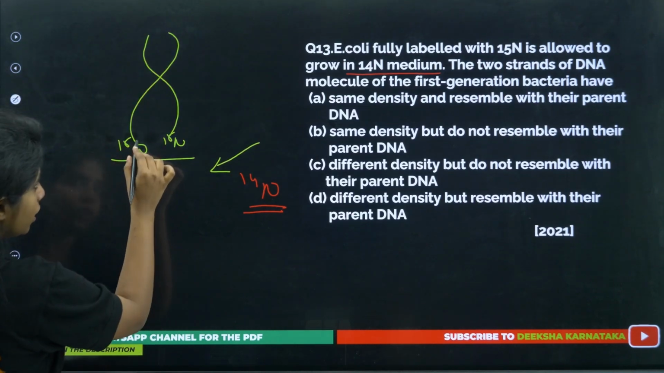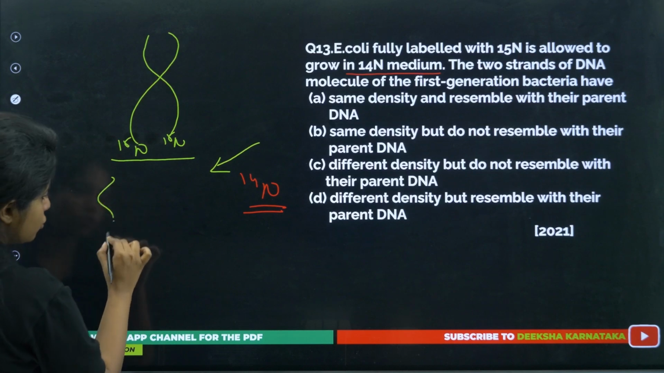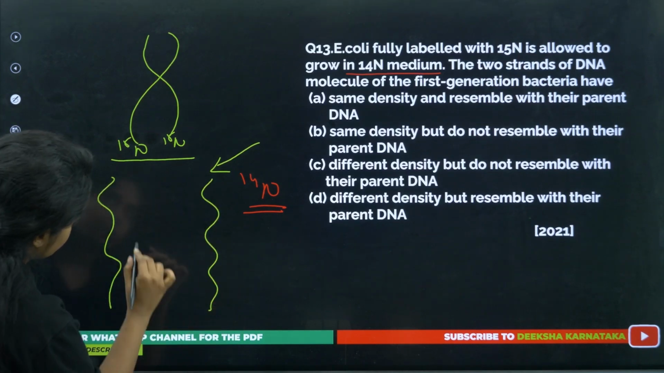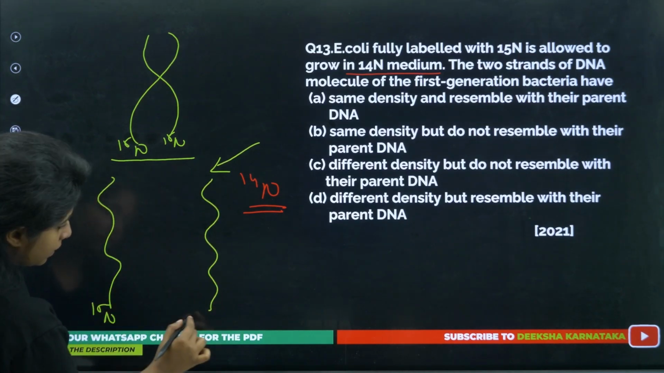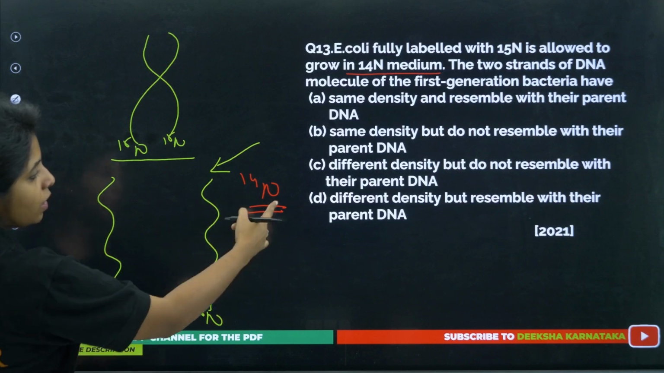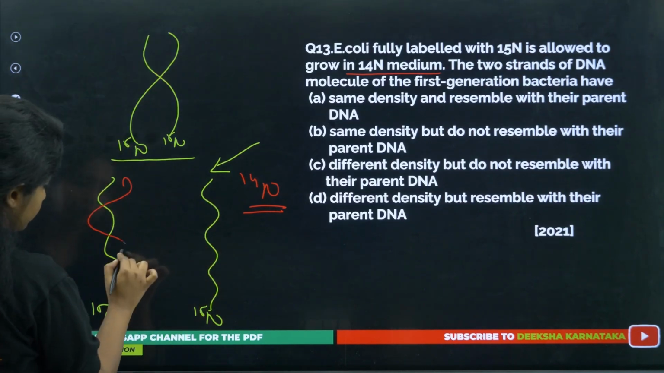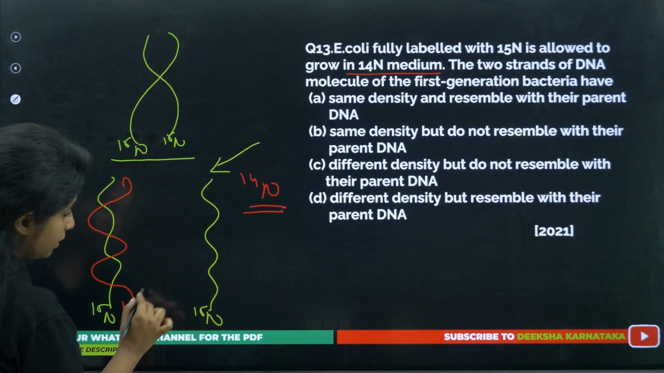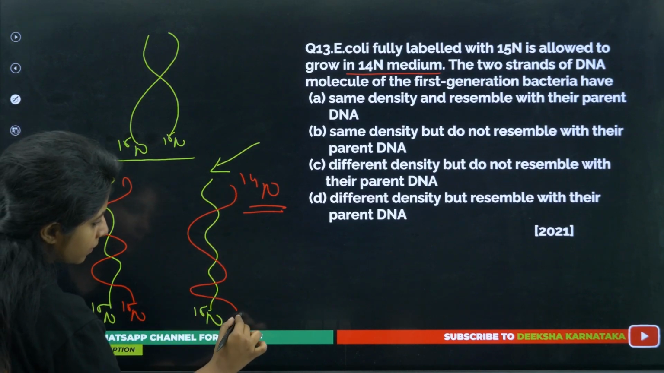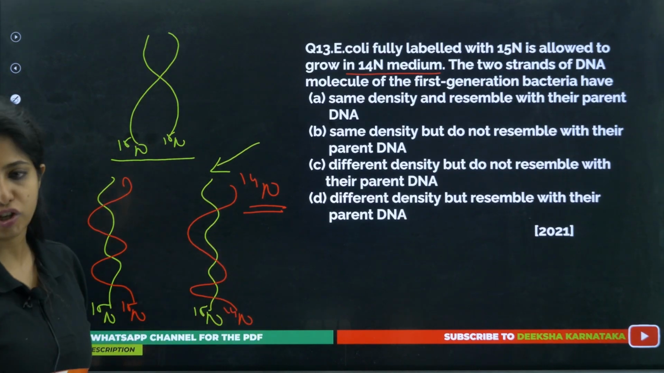So I say during DNA replication the DNA segregates. So I have one strand like this, one strand like this. This is N15. This is also N15. Now it is grown in N14 media. So the new strand that will be forming will have N14. Here also it will have N14, my dear children.